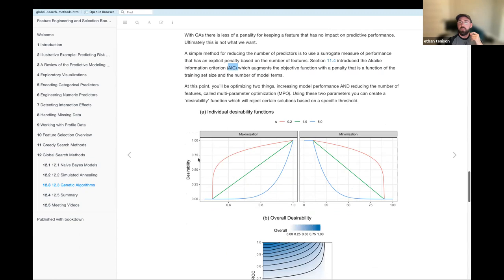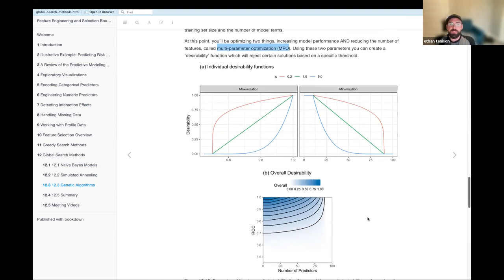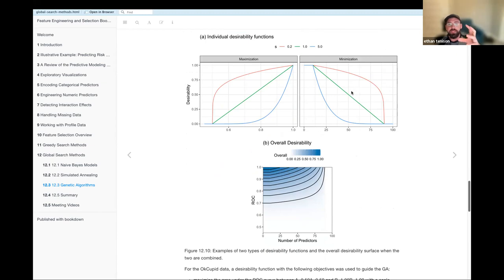Another thing you do, so you take your performance criteria and you take your penalty and you create this multi-parameter optimization space. You're trying to maximize the performance, but also minimize the number of predictors, and they're normalized, I believe. Actually, no, this is different. I think they're supposed to be normalized. But anyways, you take these two together and you create this density map of what's called your desirability function, so whether it meets those two conditions. So you see that over here in this area of the graph, this is probably the optimal number of predictors compared to the ROC. So that's pretty cool.